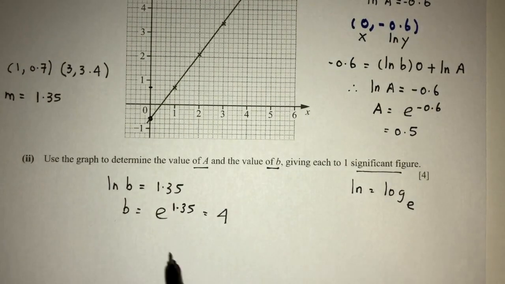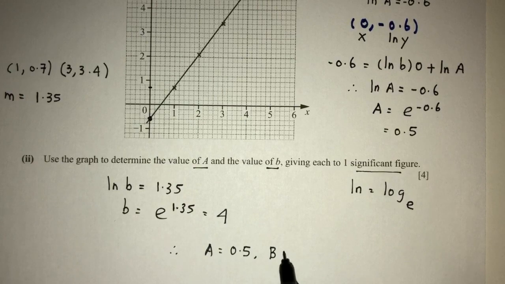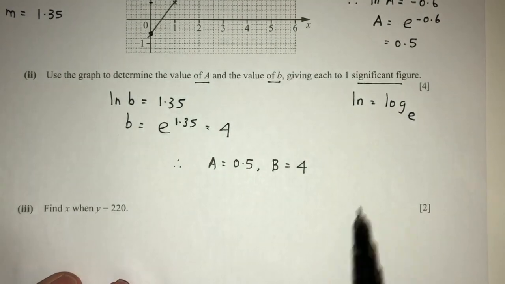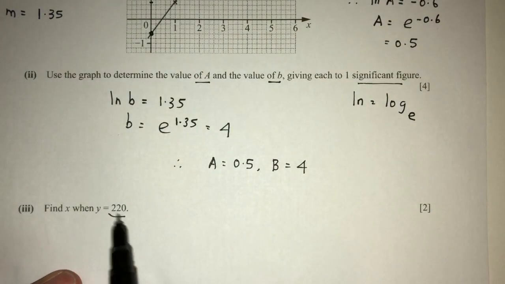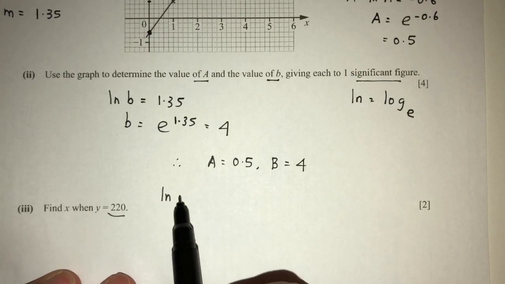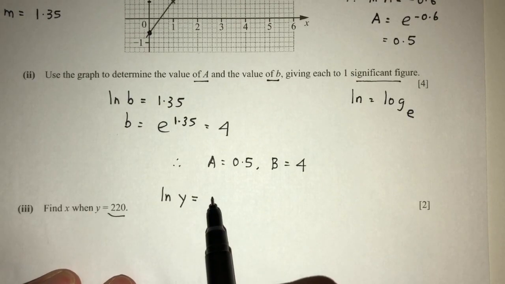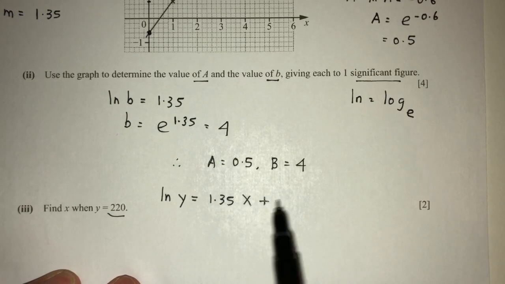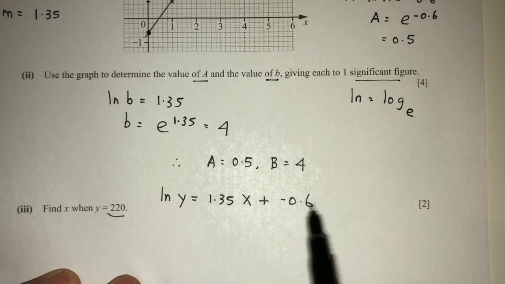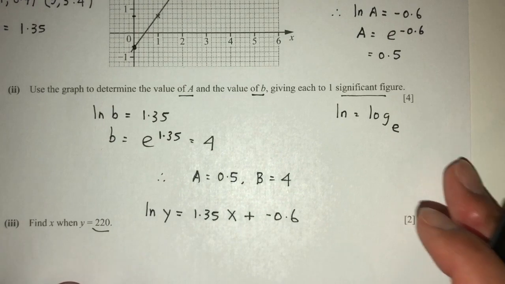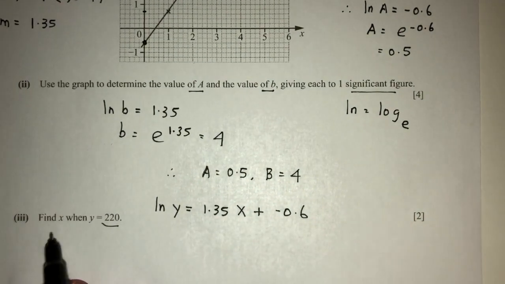Okay, so in conclusion, we have the value of a, which is 0.5, and b, which is 4, to 1 SF. Now for part 3, we have to find the value of x when y is equal to this. So let's use our equation. Right now we have ln of y is equal to ln of b, which is 1.35, x plus ln of a, which is minus 0.6, as we have seen before, right? So this is our equation right now. So we have to find the value of x when y is equal to this.